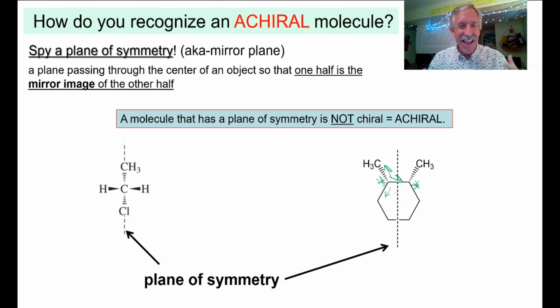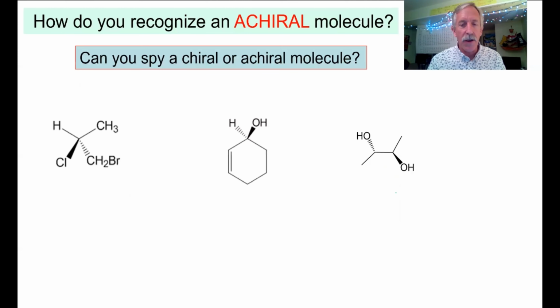Whoa! Okay, so this is a lot of visualization. Feel free to build these and play with them to see what's going on. Okay, so let's see if you can spy the chiral or achiral molecule and the chiral and achiral centers. So go ahead and put asterisks by a chiral center, but don't assume that just because you have a chiral center, you have a chiral molecule. So try this, pause.